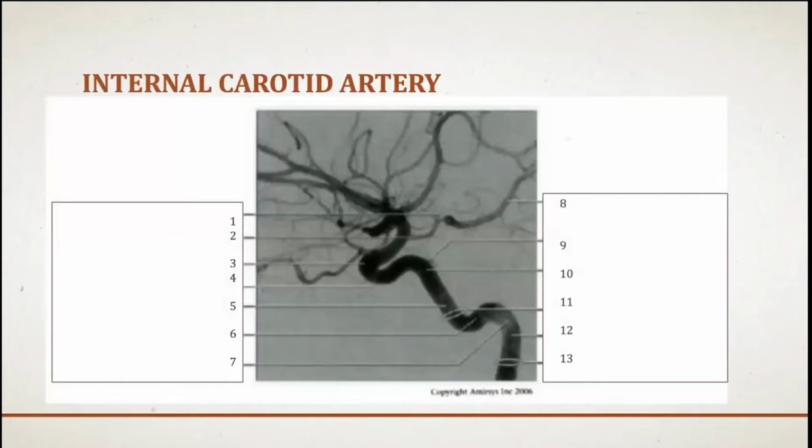So we have the ICA that we always talk about, and this is a lateral angiogram from Diagnostic Cerebral Angiography by Dr. Osborne, which is a great textbook to learn about the anatomy of vessels and the embryology and all of that. Hopefully by the end of this talk, you guys will be able to name all these branches.